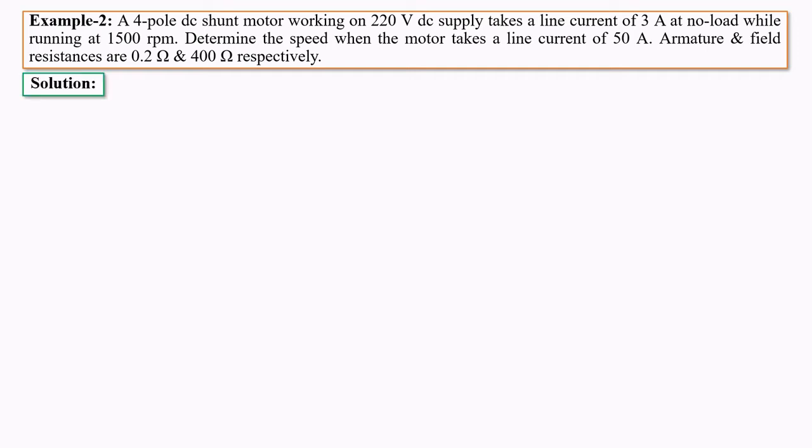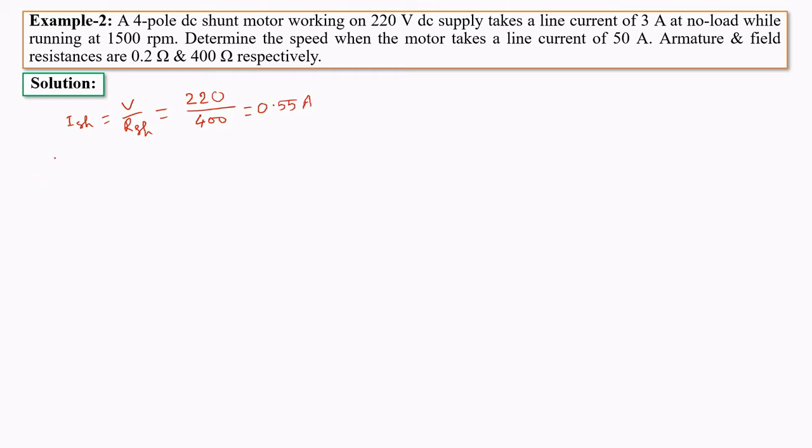First of all, we can find the shunt field winding current, that is ISH. It will be equal to V upon RSH, because here the motor is a DC shunt motor. The supply voltage is 220 volt and the shunt field winding resistance is 400. Therefore, the current will be 0.55 ampere. That is the field winding current.